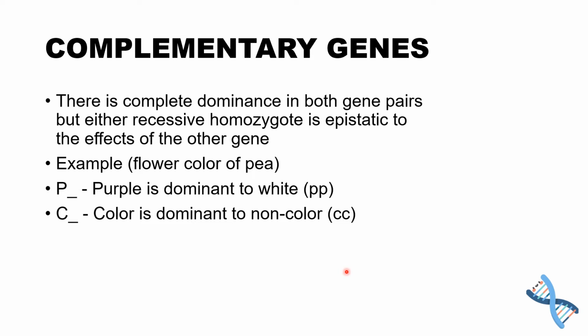Now, for complementary genes, there is complete dominance in both gene pairs, but either recessive homozygote is epistatic to the effect of the other gene. So, how is that? Our example is the flower color of P. The dominant P pertains to purple, which is dominant to the recessive p, which is white. Now, our dominant C will pertain to the expression of color, which is dominant to the non-color, no color.